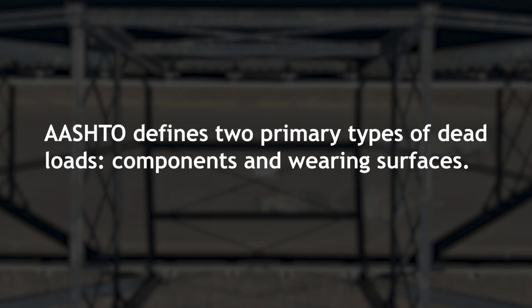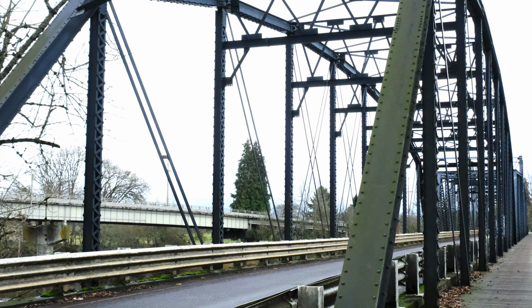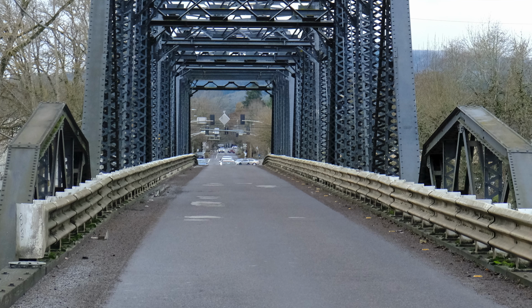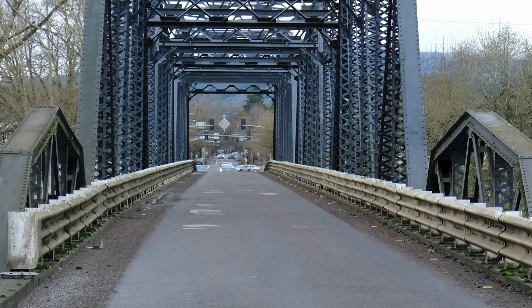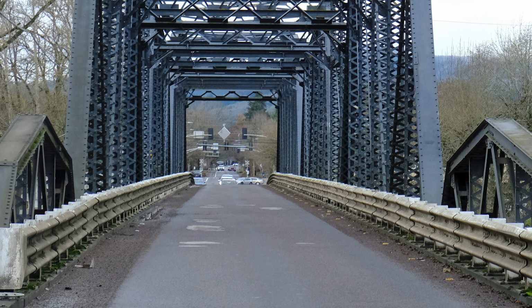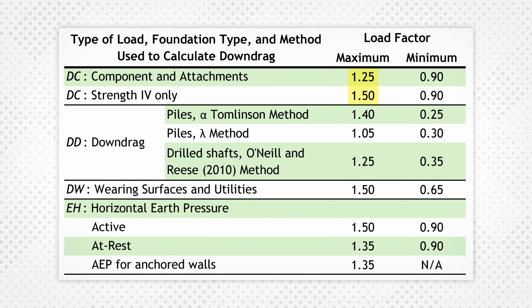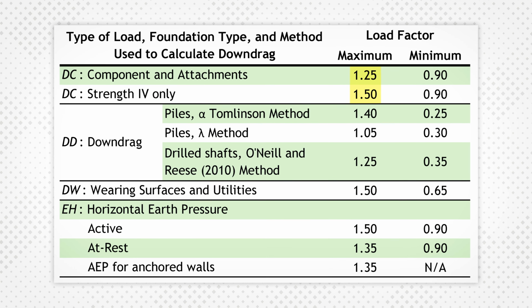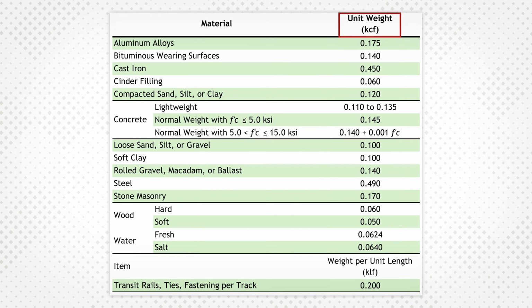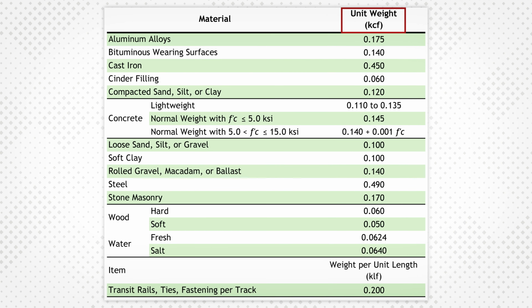AASHTO defines two primary types of dead loads: components and wearing surfaces. Components include all the elements of the structure like steel, concrete, deck, and connections. Wearing surfaces consist of concrete or asphalt overlays, which are replaced or added to over time. These have different load factors that account for their relative variability. Unit weight tables, like this one, can be a great help in determining dead loads on structures.